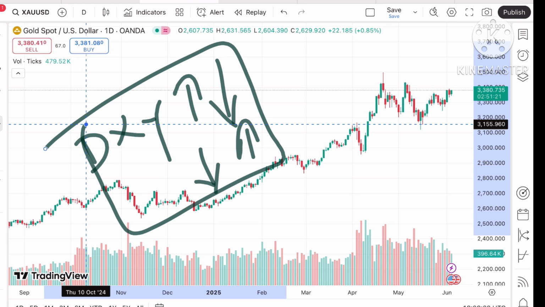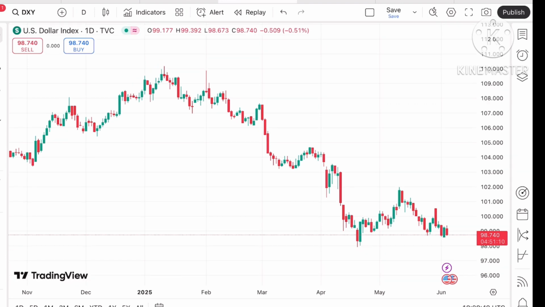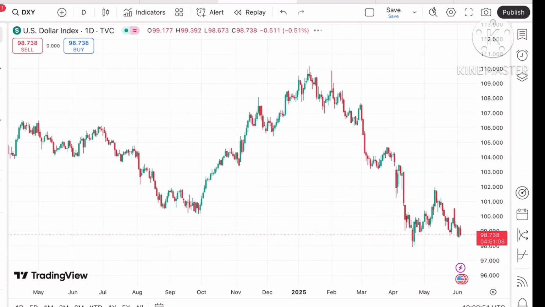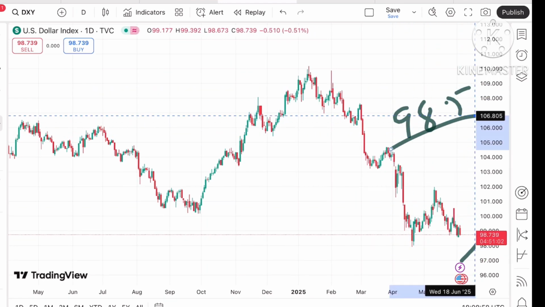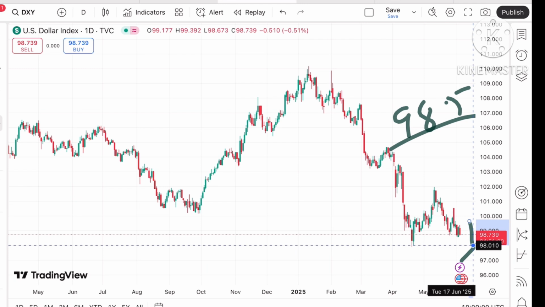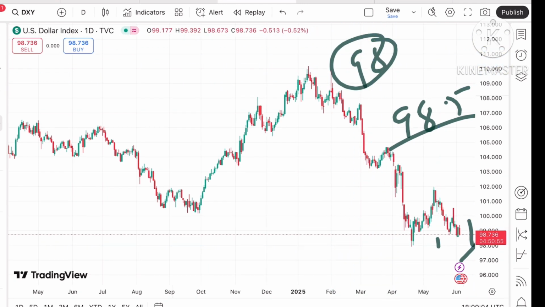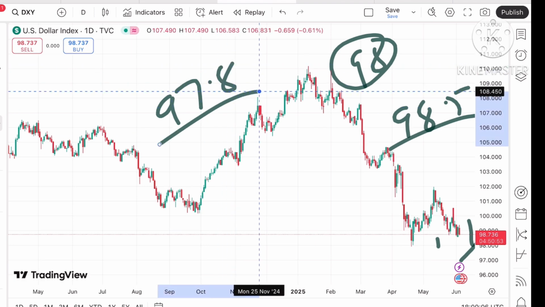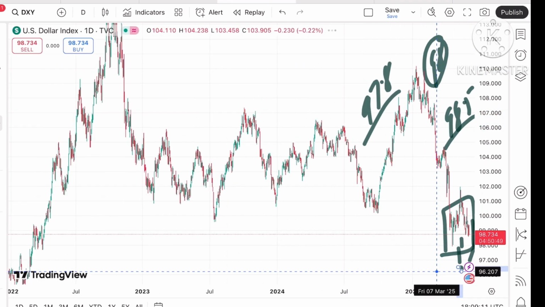Now let's see how the dollar index is moving. As already mentioned, if it starts going below a level of 99, there is a chance of touching a level of 98.5, and if it starts falling below this level, a chance of going towards 98. If that doesn't sustain, we can see a further fall towards 97.8, and then there will be a zone breakout, so we can see the price fall further low.